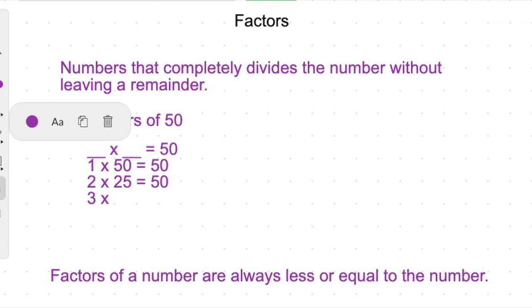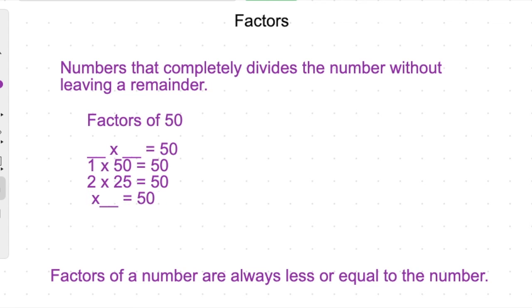Then 3 times what gives you 50, children? Can you think? So 50 is not divisible by 3. So we cannot write 3 here. Let me try for 4 now. 4 times what gives us 50? If we divide this 50 into 4 equal parts, we'll get some remainder left. So 4 can also not be the answer.